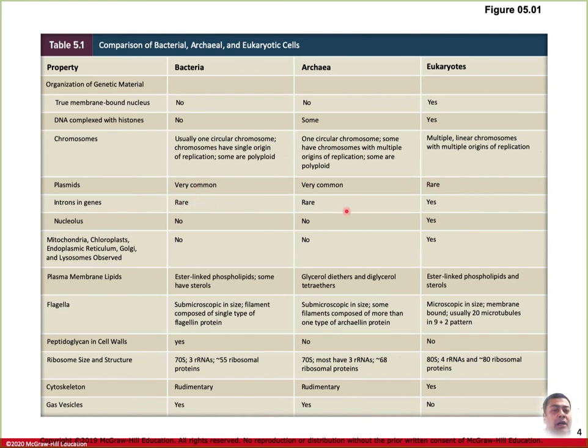Introns are rare in bacteria and archaea, whereas they are very common in eukaryotes. What do I mean by this? In the DNA, you have sequences that code for genes. Those are called exons. And these exons are interspersed between the introns, and the introns are non-coding DNA. So non-coding DNA is very rare in bacteria as well as in archaea, whereas it is extremely common to have introns in eukaryotes.